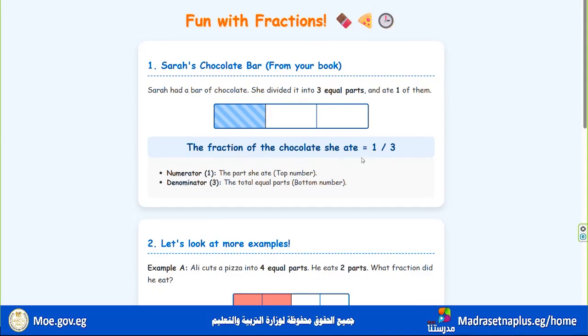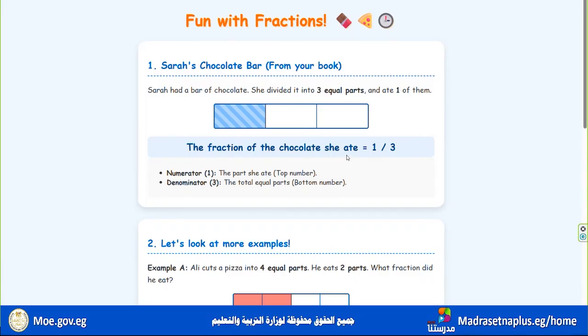So this fraction is 1/3. If you have a piece of chocolate, cheese, or any piece of food, or you want to divide a piece of paper into equal parts, you can divide it into 2 equal parts, so each part is a half. 3 equal parts, each part is a third. 4 equal parts, each part is a fourth, and so on.